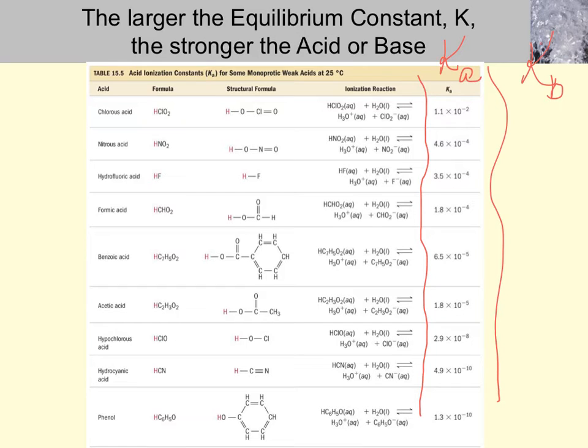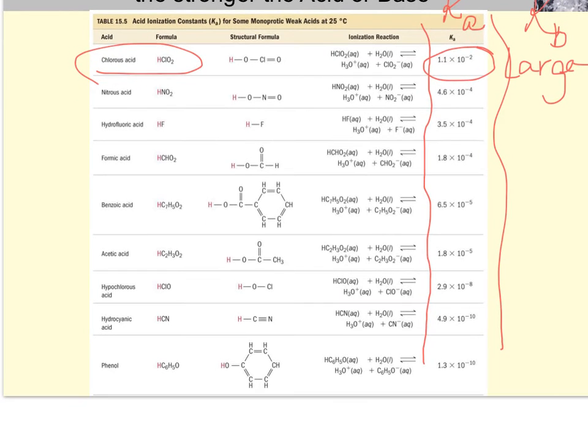So what is the strongest acid on this table? Well, the largest Ka value is that, all right? And what is that? Chlorous acid. What is the weakest acid in this table? And that is, let's see if I can move that up. There we go. 1.3 times 10 to the minus 10 is the Ka value, something called phenol. It's basically an OH group. So alcohols can act as an acid, but they're very, very weak acids.